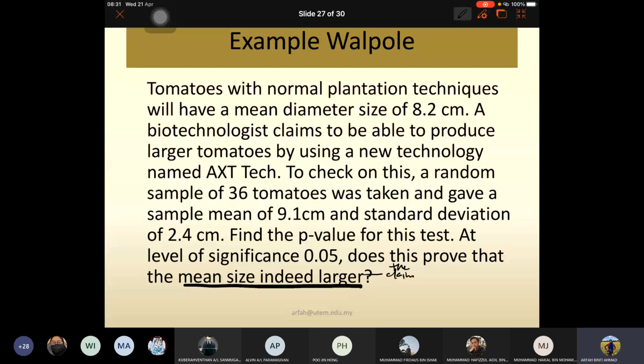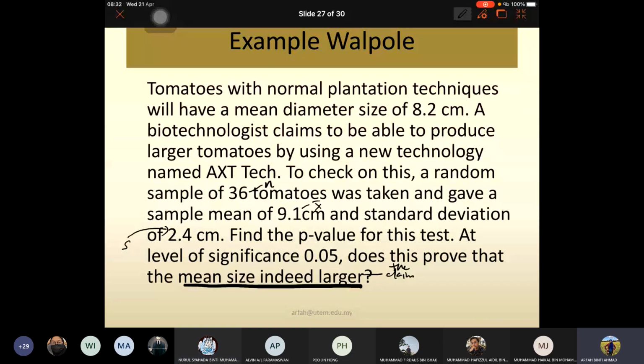Okay. So, what is the value of 36 referring to? 36 apa, kelas? N. Okay. And then 9.1? X bar. X bar. Okay, betul. 2.4? S. S. Yep, betul. Okay.